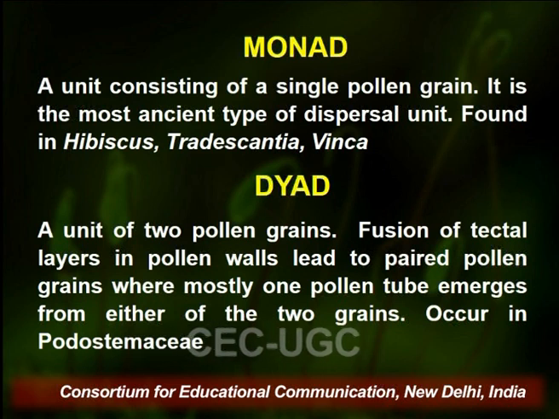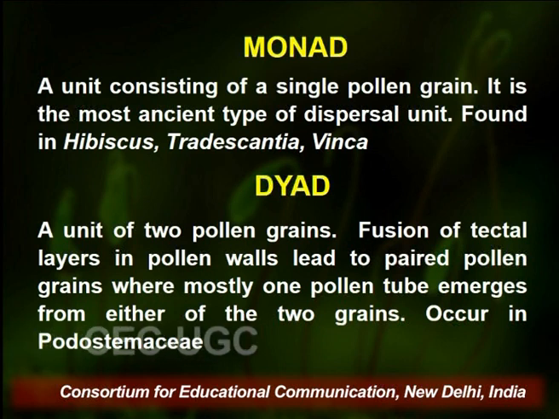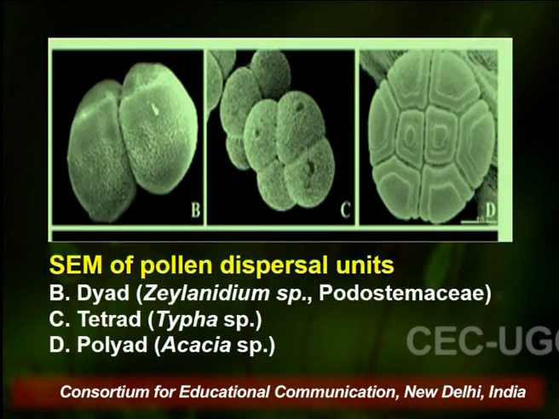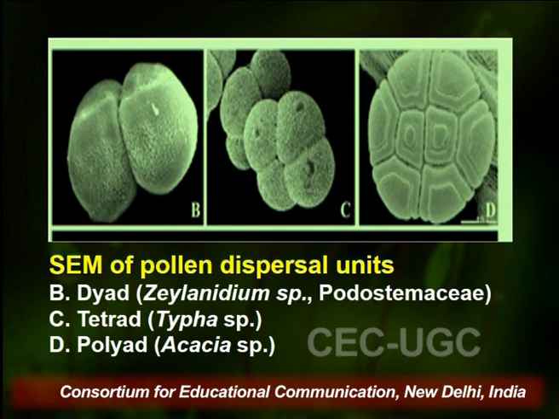Now, though the pollen grains are paired, the pollen tube emerges from only one of the two pollen grains, and this is a very common feature of the family Podostemaceae. Here you can see a scanning electron micrograph of some of the pollen dispersal units. B indicates a dyad which is seen in a member of Podostemaceae.